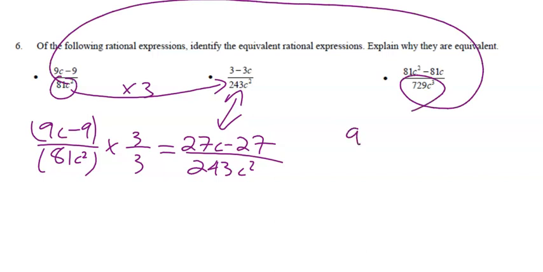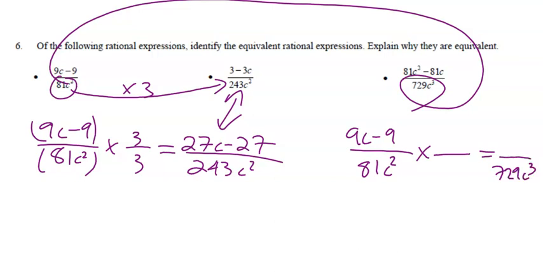So now I have 9c minus 9 over 81c squared times, and I want to end up with 729c cubed. So 9c multiplied by 9c. Put a 9c up here. Will give me 81c squared minus 81c. Are these the same? Yes. Okay.